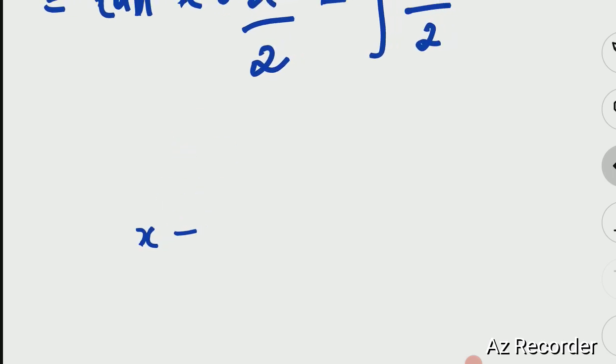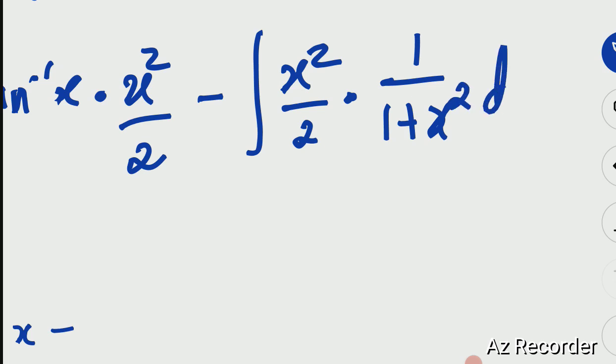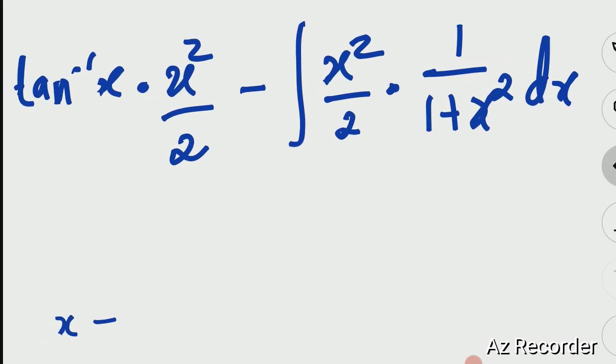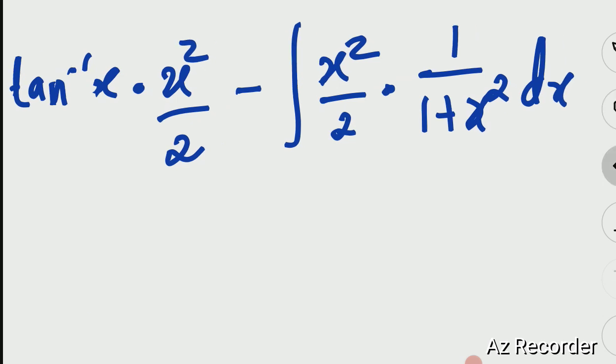So I go and substitute that. Let's substitute that. So we have times 1 divided by 1 plus x squared, all that with respect to x. So that's it, guys. Now let's integrate this. Let's continue integrating until we reach our final answer.